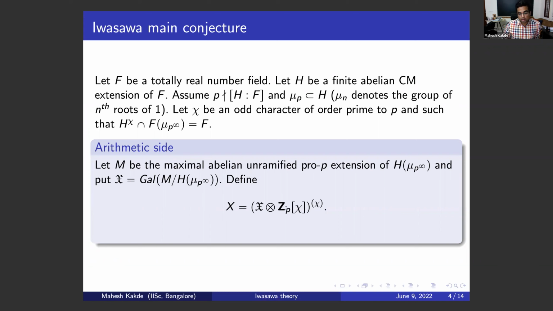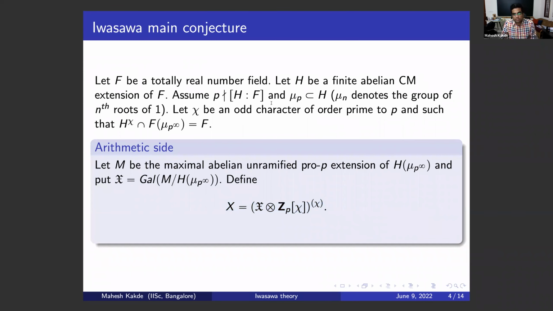And what I'll do is I'll take the χ component of it. So I tensor X over Z_p with Z_p[χ], the ring obtained by adjoining values of χ to Z_p, and I take the χ component of it. So if you like, e_χ times this module, and this is one of the reasons why I wanted to define my X this way.